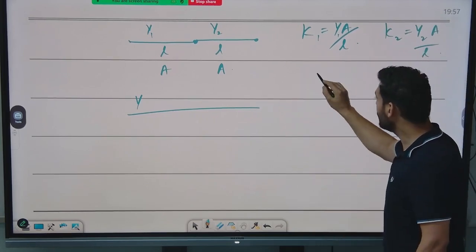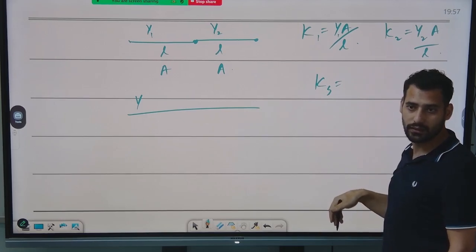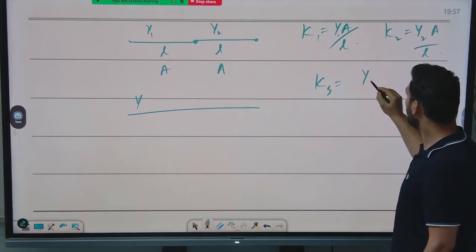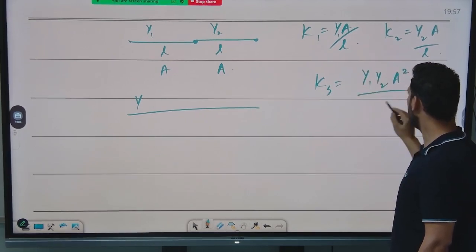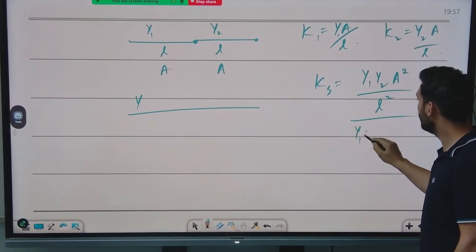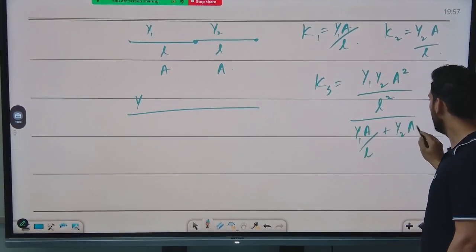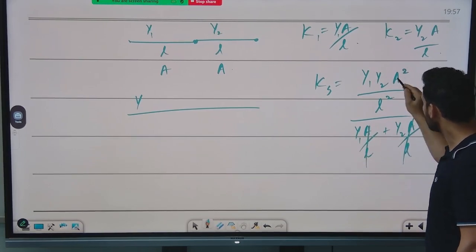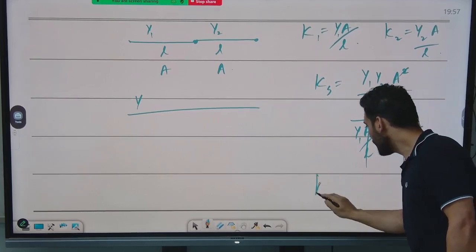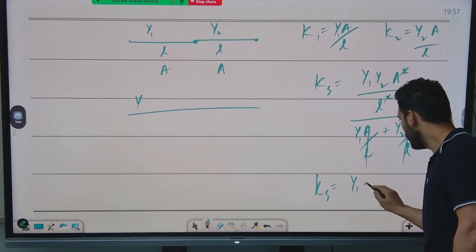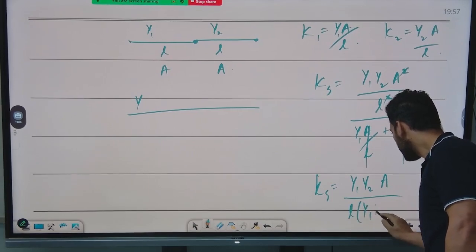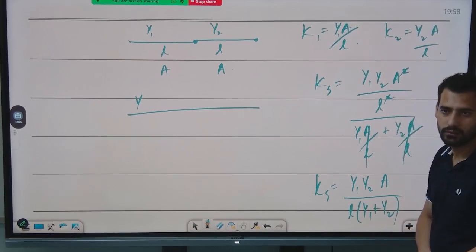Because they are in series, what will be their k in series? Product by sum. So let's multiply them. It will be Y1 Y2 A square divided by L square, and then you divide it by their summation, right? When you find their summation, it will be Y1 A by L plus Y2 A by L. A by L was common, so this and this also cancel. Is it fine? So what are you getting? It is Y1 Y2 A by L times Y1 plus Y2. No problem with this? Is it clear?